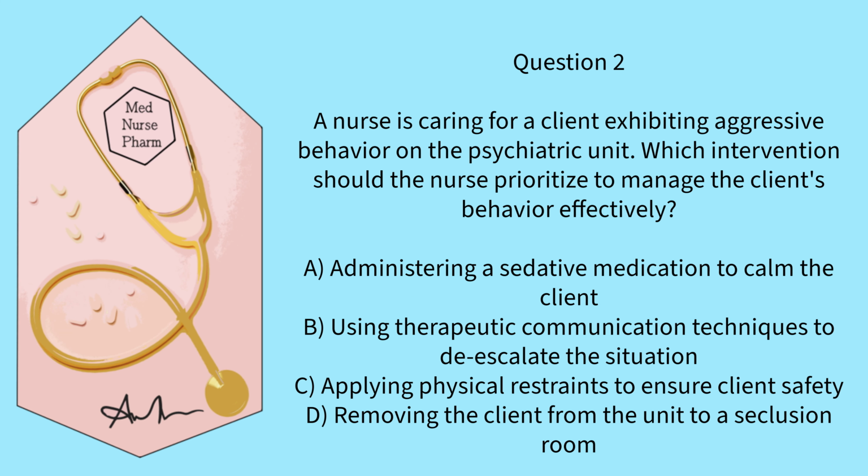Question 2. A nurse is caring for a client exhibiting aggressive behavior on the psychiatric unit. Which intervention should the nurse prioritize to manage the client's behavior effectively? A. Administering a sedative medication to calm the client. B. Using therapeutic communication techniques to de-escalate the situation. C. Applying physical restraints to ensure client safety. D. Removing the client from the unit to a seclusion room.